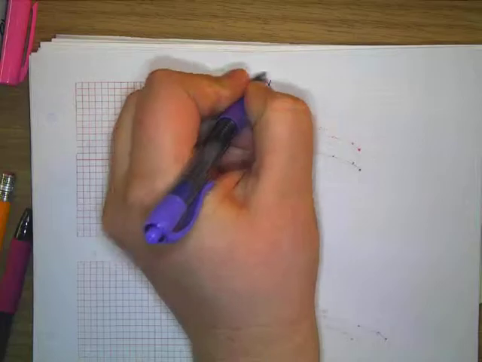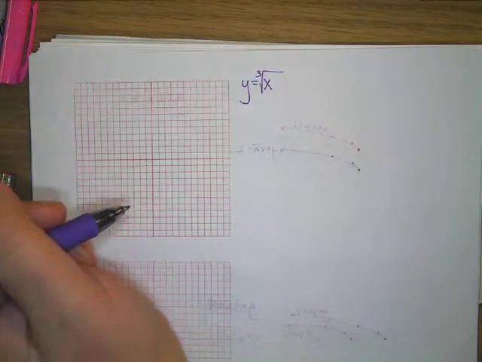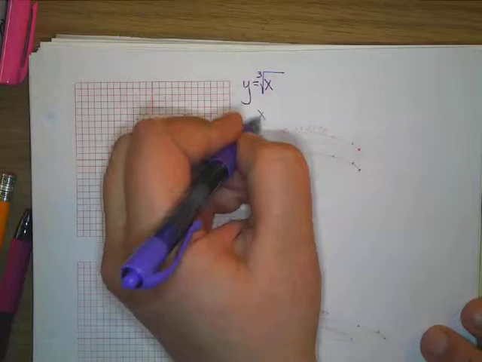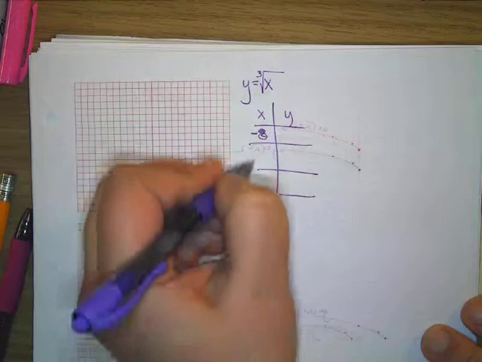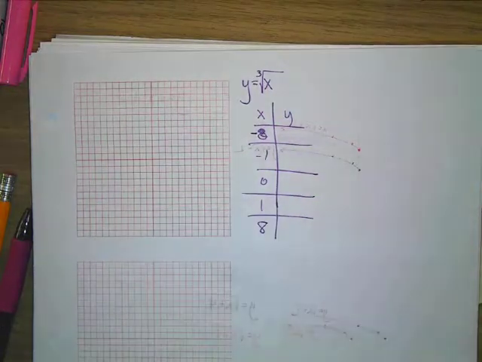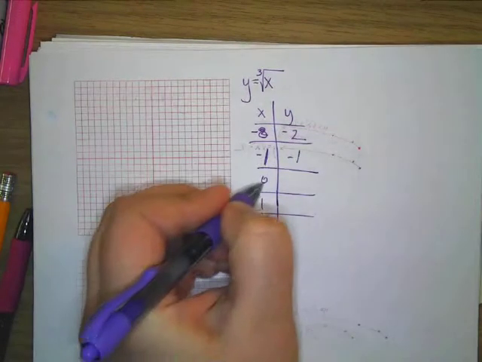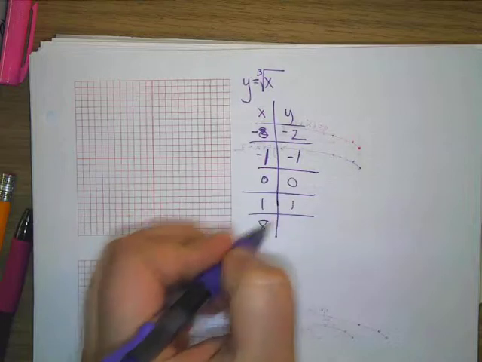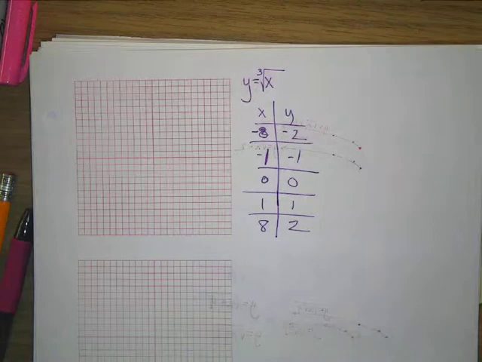Math magician. Let's figure out what this thing looks like. Shall we? So let's start with a table. Well, you just graph each of the values. Negative 8, negative 1, 0, 1, and 8. It's a cube root, so we can. We want to know the cube root of negative 8. Negative 2. What about the cube root of negative 1? Negative 1. 0? 0. 1? 1. Cube root of 8? 2. So can we graph that and see what the parent function looks like? Yes. Let's do it.